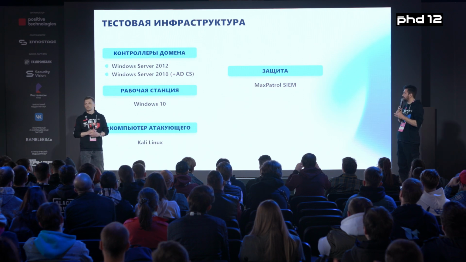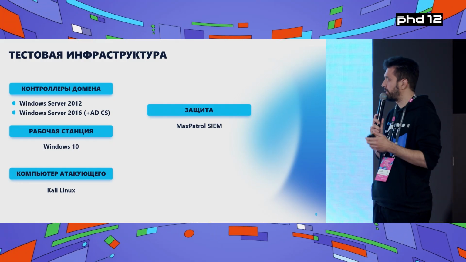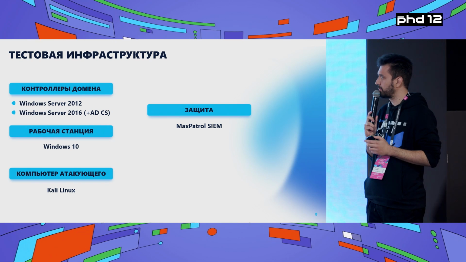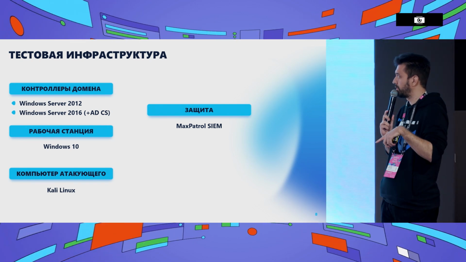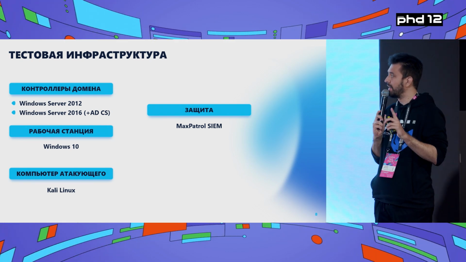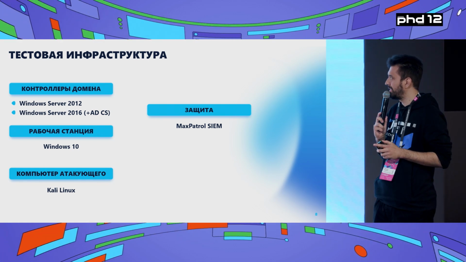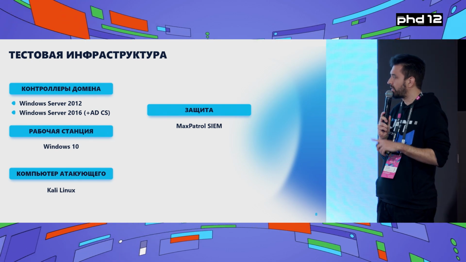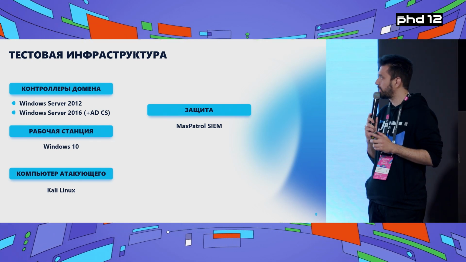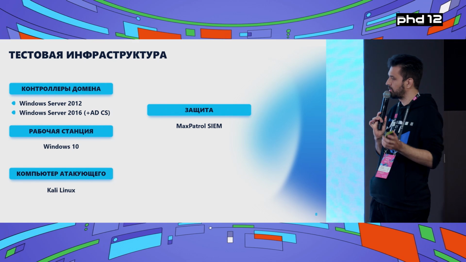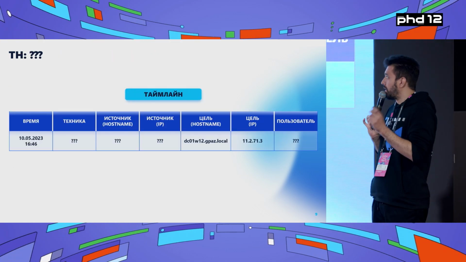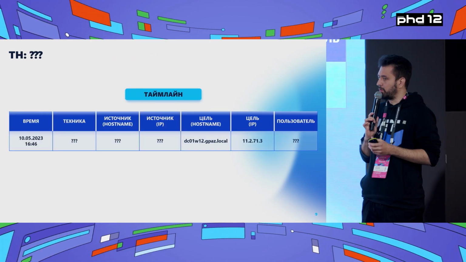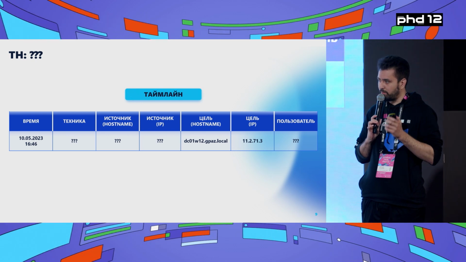Well, we looked at the test infrastructure. We have the domain controllers, the workstation, Windows 10, and extended audit installed there. And the attacking computer is Kali Linux, and the protection is MaliLina. Let us proceed with our approaches.